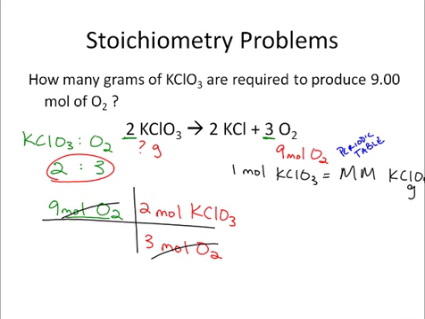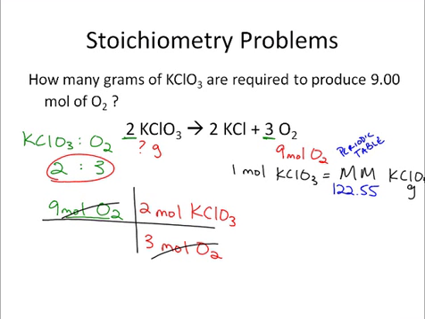Potassium 39.1, chlorine 35.45, oxygen 16. You add those all together, you should get 122.55. So 1 mole of potassium chlorate is 122.55 grams.